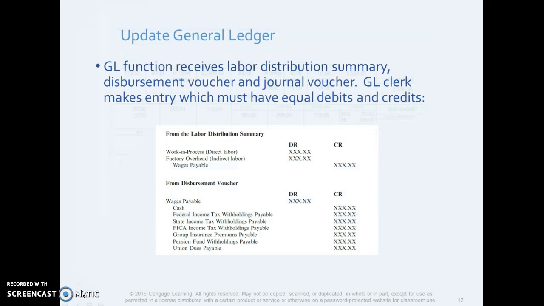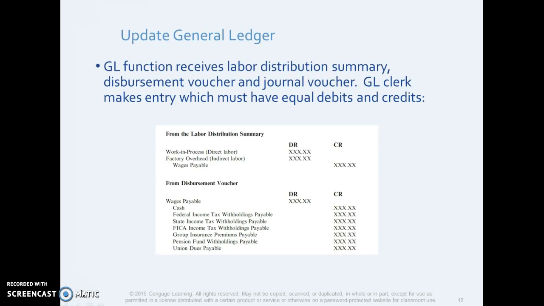So we have to update the general ledger, right? So all of this stuff has to go through the ledger. So the general ledger function receives the labor distribution summary, disbursement voucher, and journal voucher. The general ledger clerk makes entry, which must have equal debits and credits.